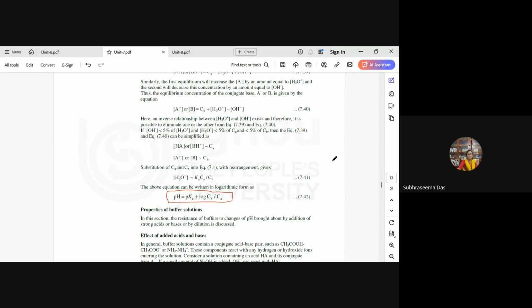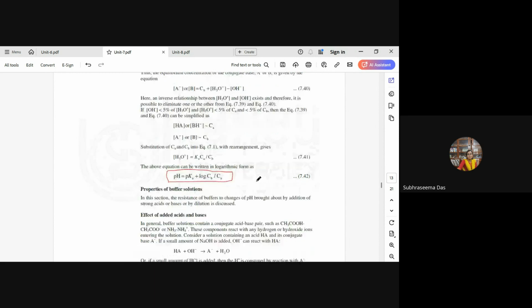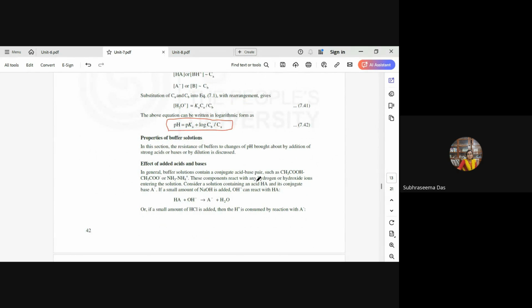So here the various properties of buffer solutions have been discussed, like the effect of added acids and bases. In general, we know that buffer solutions consist of conjugate acid base pairs, such as acetic acid and acetate. These components react with the H plus and OH minus ions that are added externally to the solution.